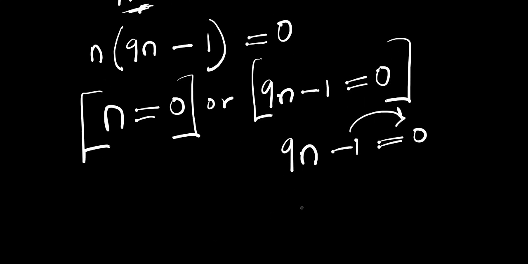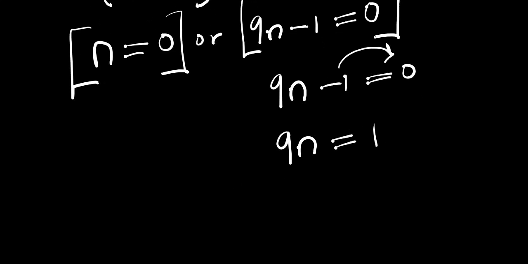And we are going to have 9n equals 1, because this will change to positive. Then, we need to solve for n, so we divide each part of this equation by 9. And what happened is 9 will eliminate 9. We now have n equals 1 over 9.